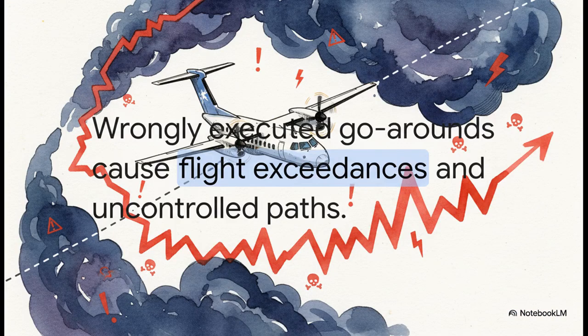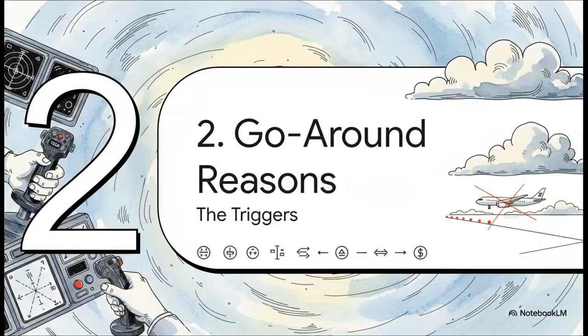Listen, the severity here is no joke. The safety guidelines explicitly highlight a noticeable and frankly scary trend of go-arounds being botched. And a wrongly executed go-around isn't just a tiny bump in the road, right? It directly leads to flight exceedances and totally uncontrolled flight paths. It is a massive safety risk. So really grasping this specific phase of flight is absolutely mandatory if we want to keep the aircraft safely inside its permissible envelope. Moving right along to Section 2, the reasons for go-arounds, or the triggers.